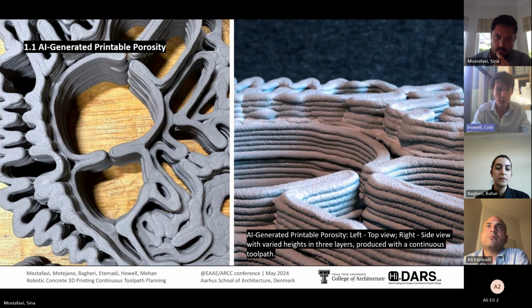The AI-generated printable porosity is showcased with the left image providing a top view and the right image showing a side view with the varied heights of 3 layers, produced with a continuous toolpath.